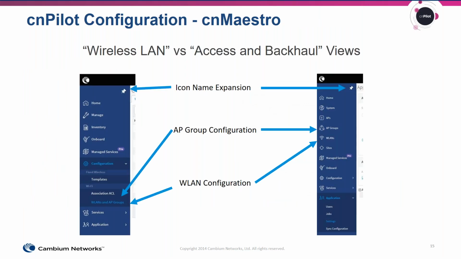So what you'll notice is on the left-hand side is the Access and Backhaul view. On the right-hand side is the Wireless LAN view. And you'll see that the AP group configuration settings are in different places, and the WLAN configuration settings are in different places. They've been pulled out and separated for the Wireless LAN view versus the Access and Backhaul view. But everything is still there.